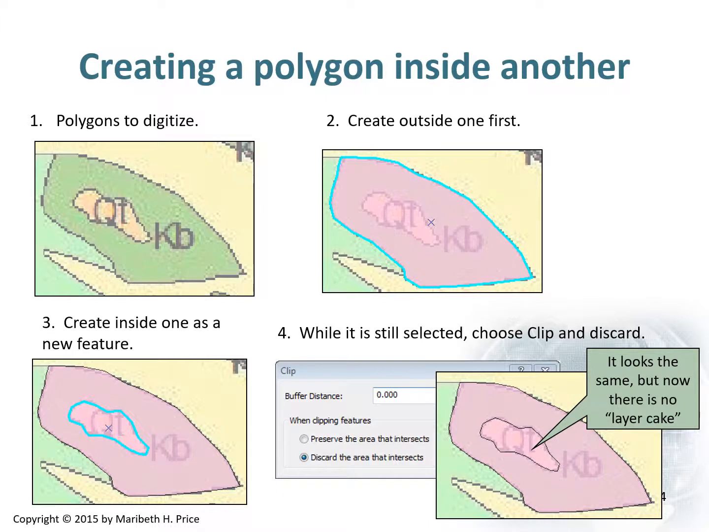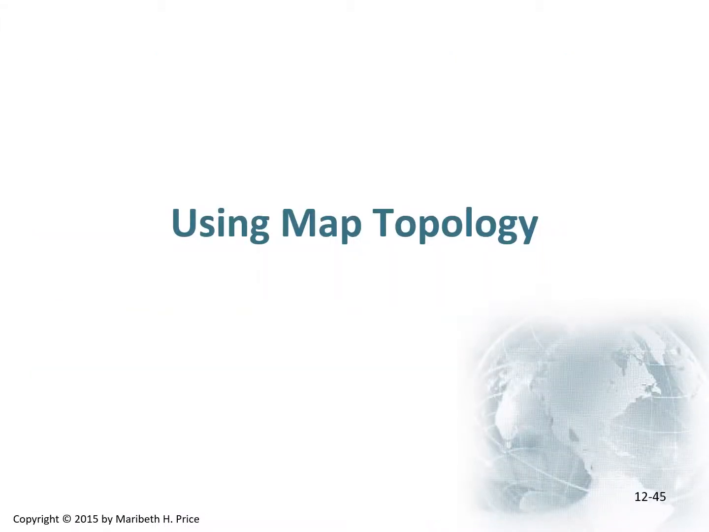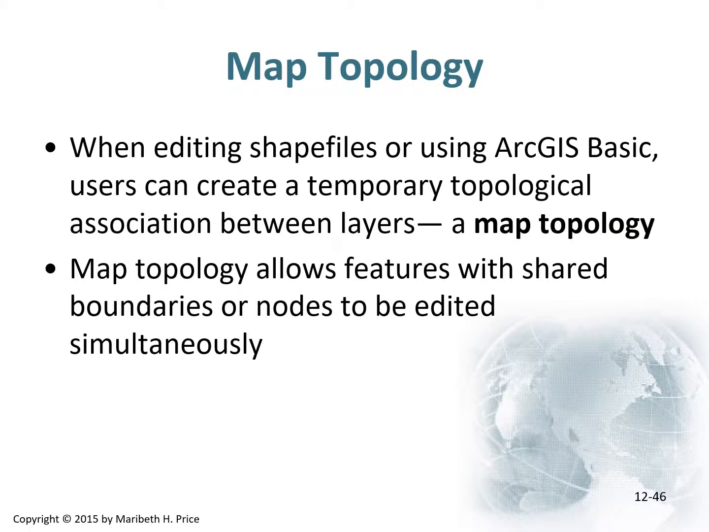You can create polygons inside of other ones in different ways. How do we use map topology? When we edit in ArcGIS, a basic user can create a temporary topological association between layers. It's called a map topology. Map topology allows features with shared boundaries or nodes to be edited simultaneously.